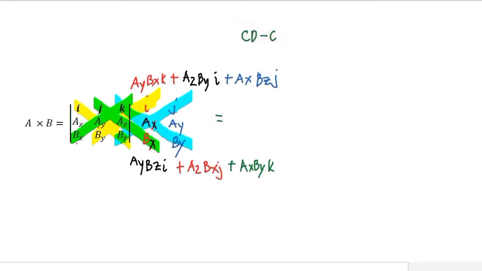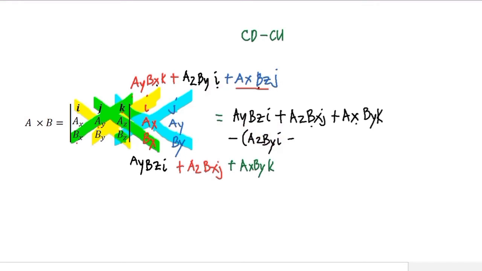So cross down minus cross up. For the cross down, we have here AY, BZ, I plus AZ, BX, J plus AX, BY, K minus the cross up. And for the cross up, i-rearrange natin. So, unahin natin si I. That's AZ, BY, I plus AX, BZ, J. Ito yun. And plus for the K, that's AY, BX, K.